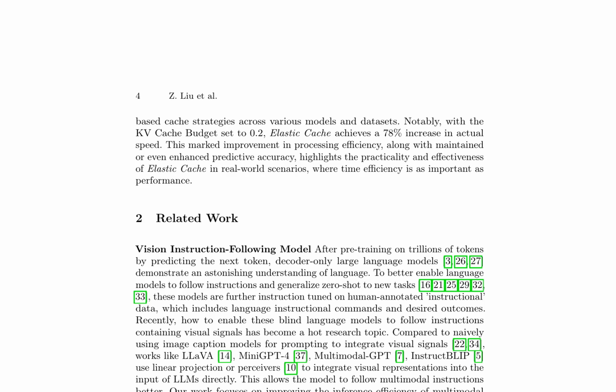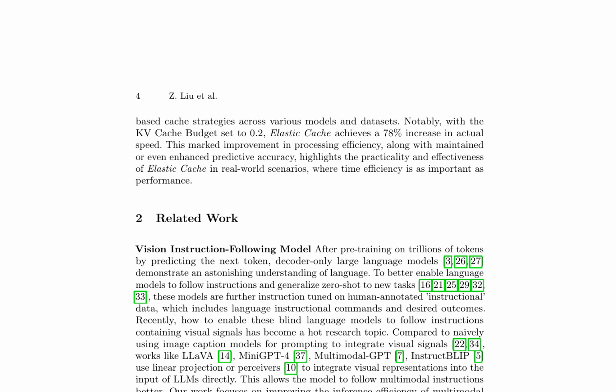In multimodal instruction following models, inference efficiency and predictive accuracy are critical. To address this, a novel caching strategy called elastic cache is proposed, which dynamically adjusts the cache size based on the input sequence length. This approach enables faster processing and reduced memory usage, resulting in a 78% increase in actual speed compared to other cache strategies across various models and datasets.